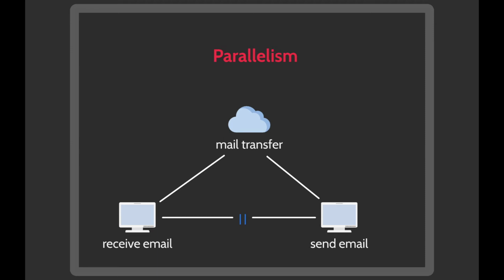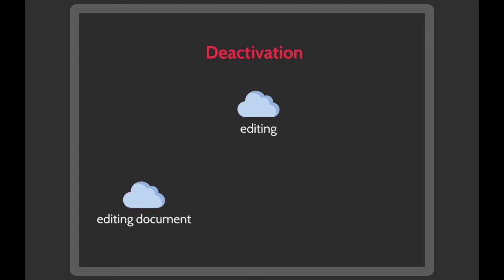Our next temporal relationship is deactivation. It's when the first task is stopped by the activation of the second task. Like for example, a user can edit a document until the document is closed. When the document is closed, he can't edit the document anymore. And we use this symbol to express this.